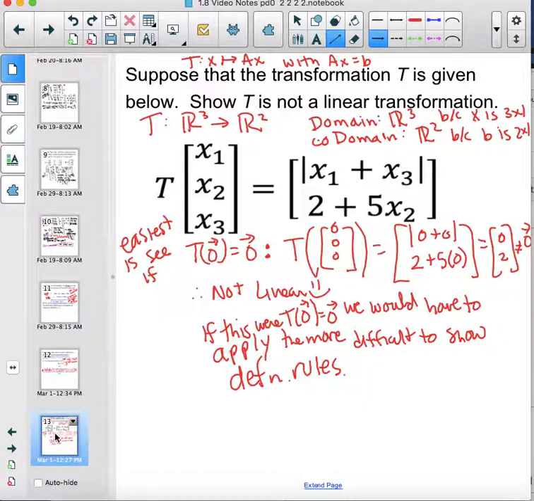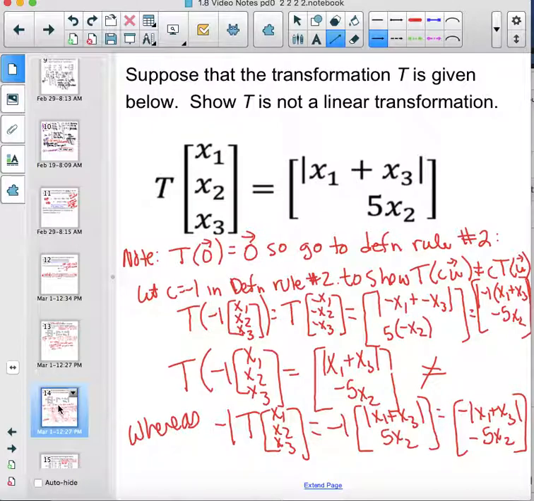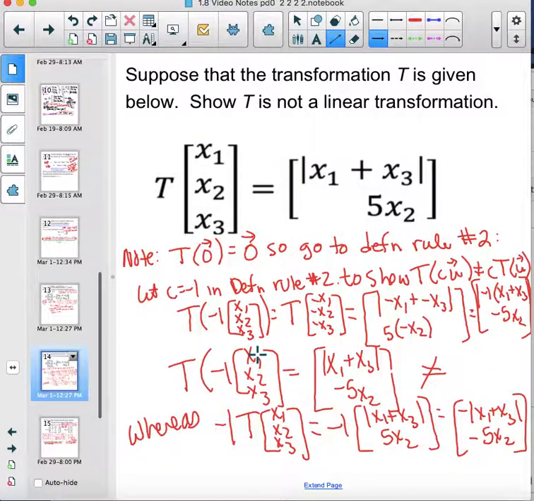Just to review the ideas of domain and codomain, though, the domain has 3 elements in it, x1, x2, and x3. So the domain is three-dimensional space, and then the codomain is two-dimensional space because B is a 2 by 1 vector. Another example, using a different T of x1, x2, x3. This time I'm just taking out the 2 plus thing here so that T of 0 is 0.